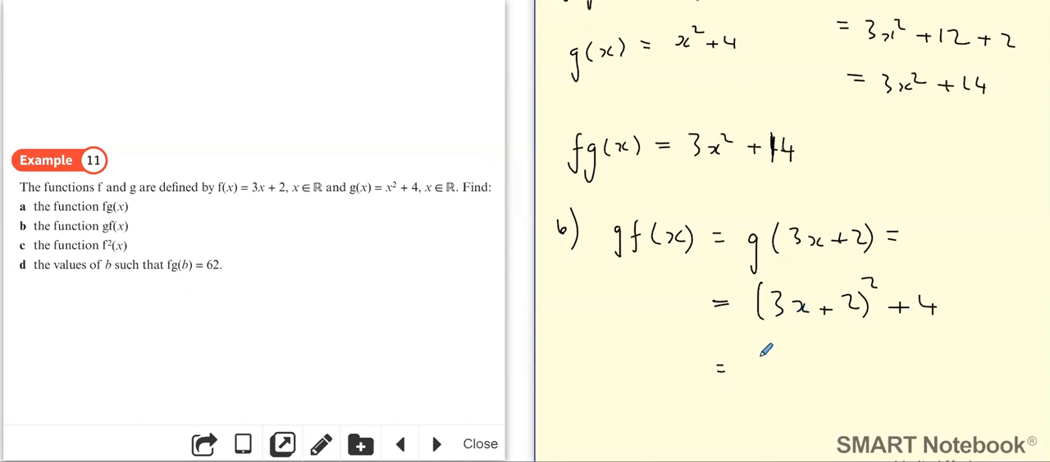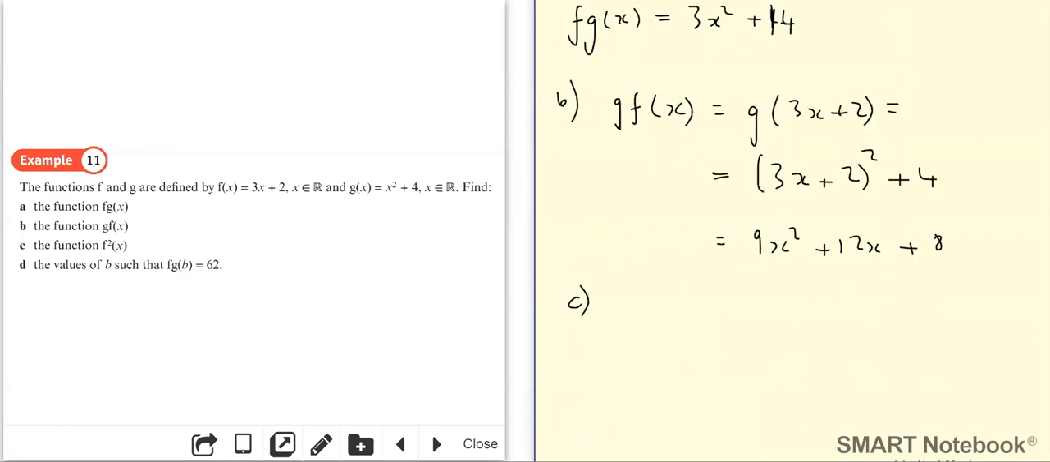3x plus 2 all squared, so 9x squared, plus 6x is going to become plus 12x, plus 4, plus 4, I'm getting plus 8. Okay, check that simplified version against what you have. And send me your answer in for part C as soon as you are done.